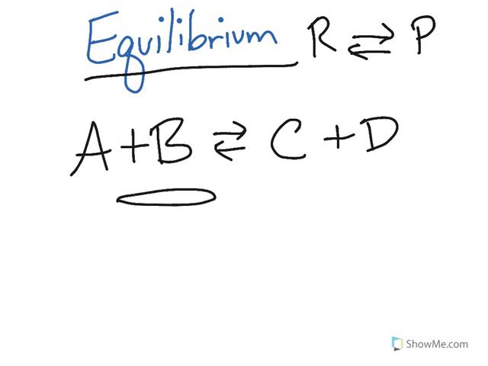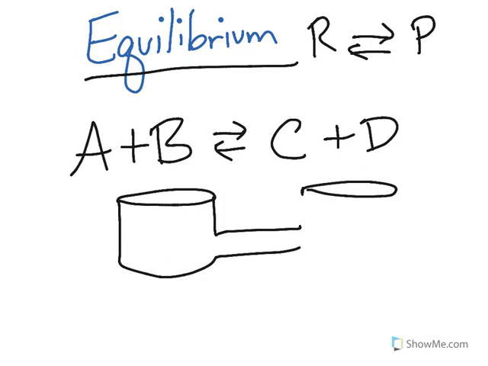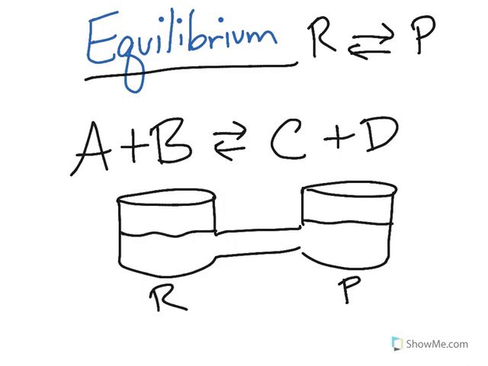Now think about it like two buckets connected with a tube, where the reactants are on the left side and the products are over here on the right. I know this is a very simplified version, and there are some problems with this model, but for our purposes, this works. Let's say there's water on both sides. If I increase the amount of water in the left bucket, the water will start to shift in this way.